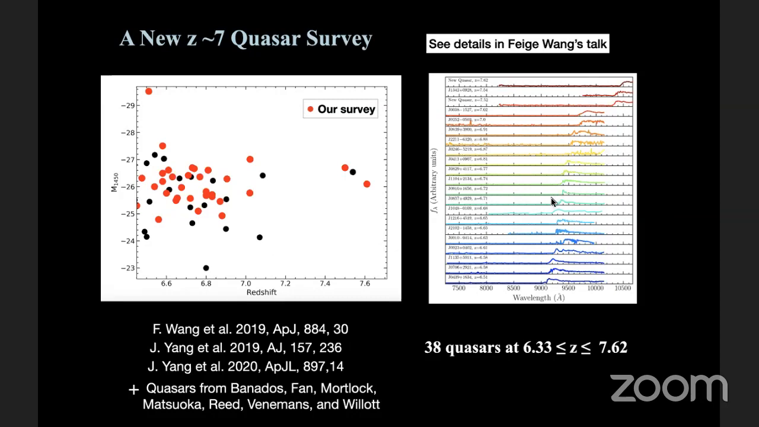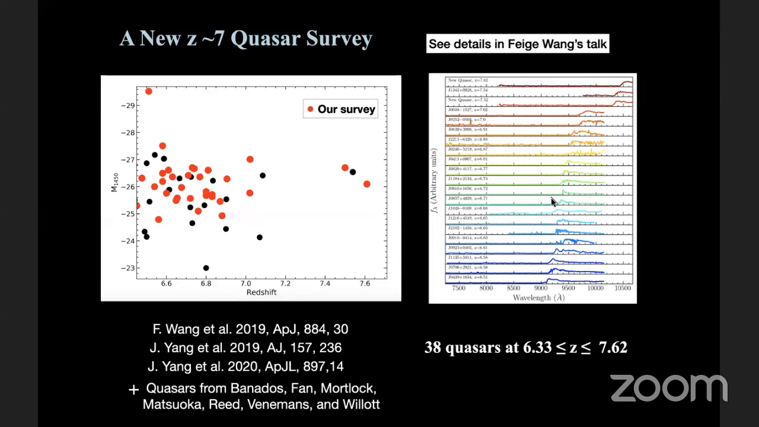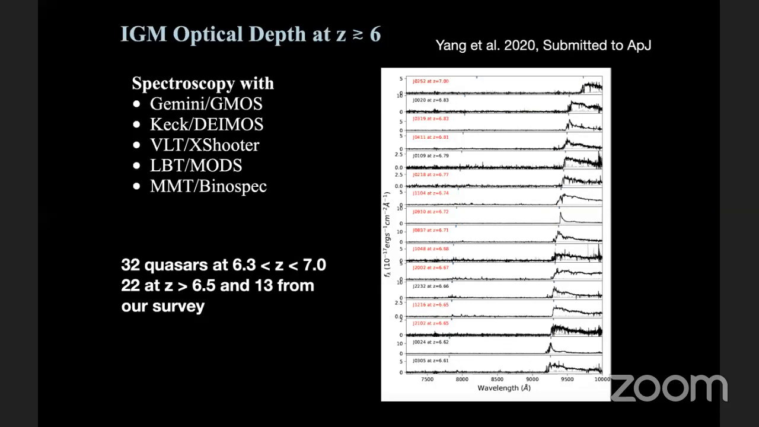So after we build up a large sample of the high redshift quasars, the reionization-era quasar sample, what we want to do is to use these high redshift quasar sightlines to investigate the IGM evolution at redshift above 6. That includes 2 projects. The first one is using these quasar sightlines to study the IGM optical depths at redshift 6 and above.